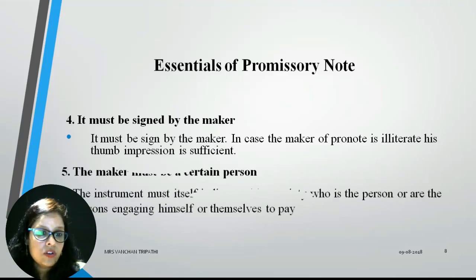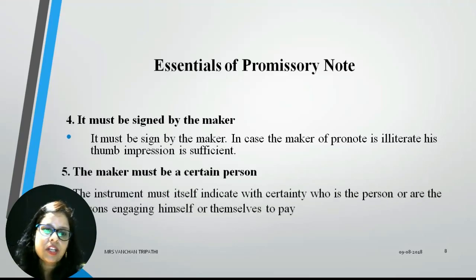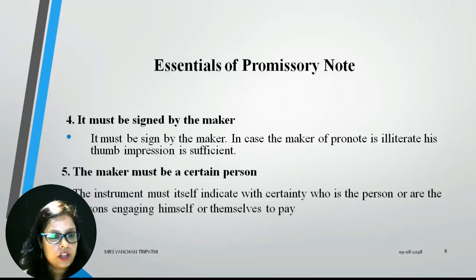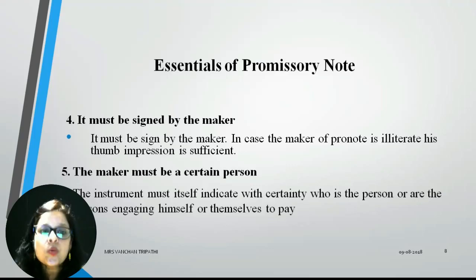Now let me talk about the fifth point. The maker must be a certain person. Whoever is making the instrument, he or she should be a certain person. He must have a name. He must have an address too. So basically, the instrument must itself indicate with certainty who is the person or persons engaging themselves to pay. So the person should be certain.